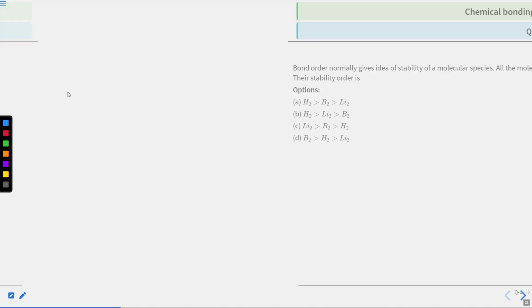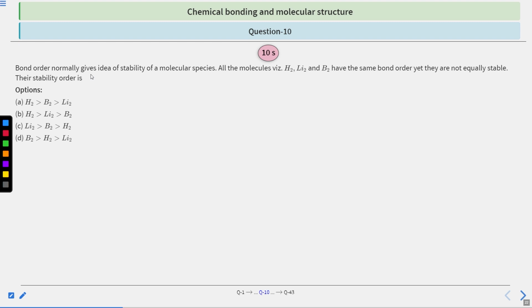Moving to question number 10. Bond order normally gives an idea of the stability of a molecular species. All the molecules H2, Li2 and B2 have the same bond order, yet they are not equally stable. Their stability order is: options are H2 most stable, then B2, then Li2; H2, then Li2, then B2; Li2, then B2, then H2; and B2, then H2, then Li2. You have 10 seconds to solve this question. After that, we will see the answer.